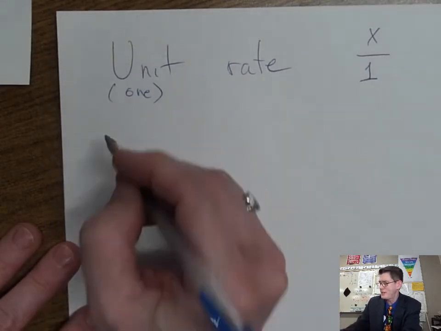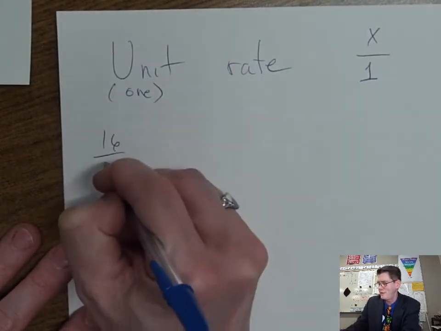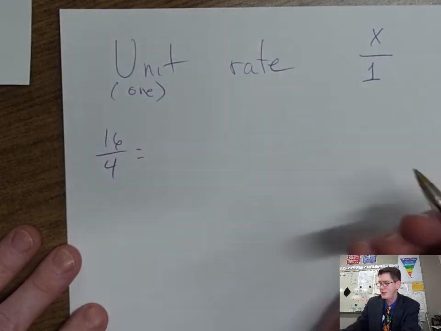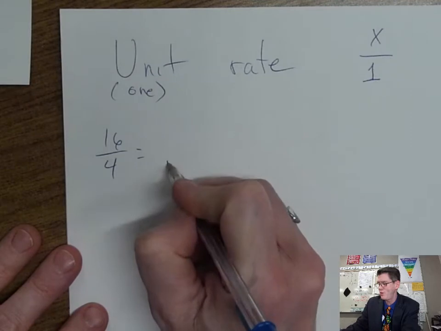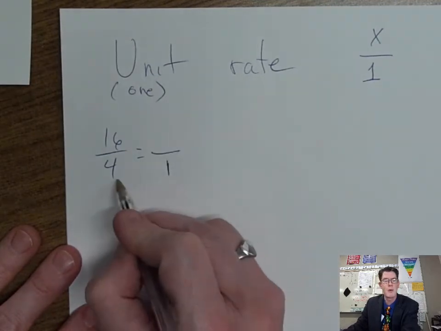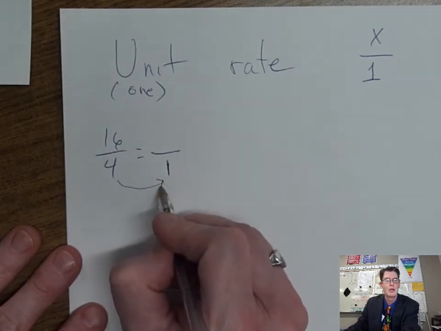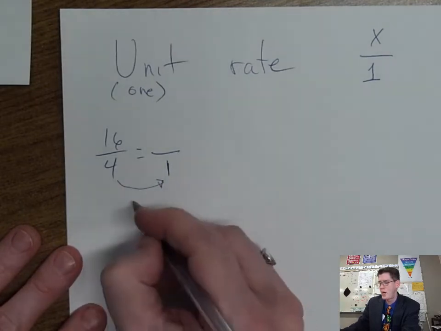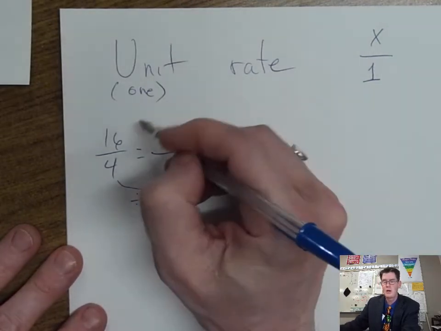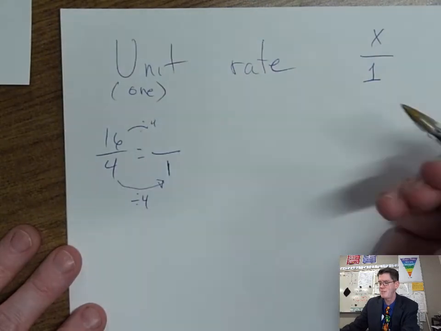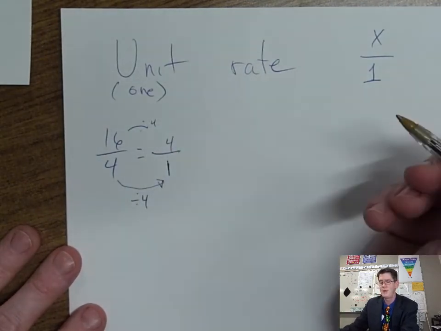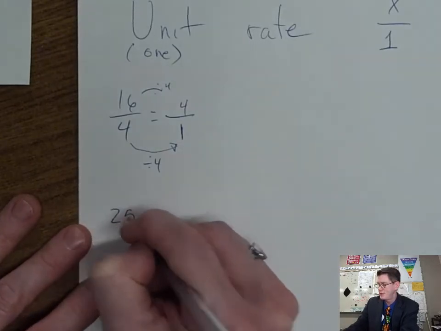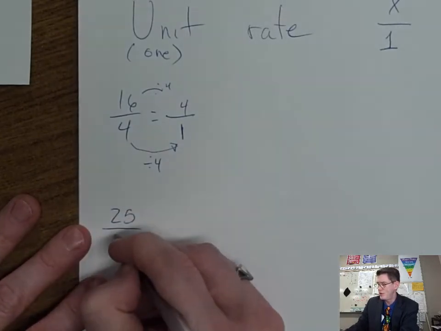So if I say that I've got 16 over 4, to make a unit rate, it's just doing an equivalent fraction where the new fraction has a 1 on the bottom. You then just have to figure out the work and work it out. Well, let's see, to get from 4 to 1, we divided by 4. So you divide by the same number up here to get 4.